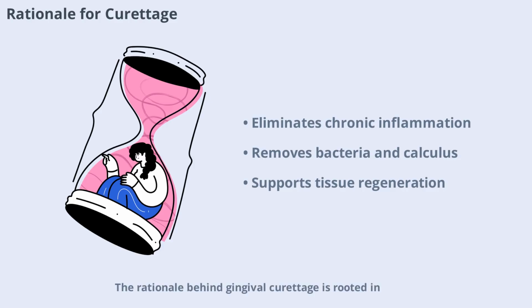The rationale behind gingival curettage is rooted in its ability to remove chronic inflammatory granulation tissue. This tissue harbors bacteria, calculus, and cellular proliferations, all of which contribute to ongoing inflammation. By scraping away these harmful elements, the procedure helps resolve inflammation and encourages the formation of new, healthy epithelial tissue. This process is crucial for restoring the integrity of the gingiva and preventing further periodontal issues.